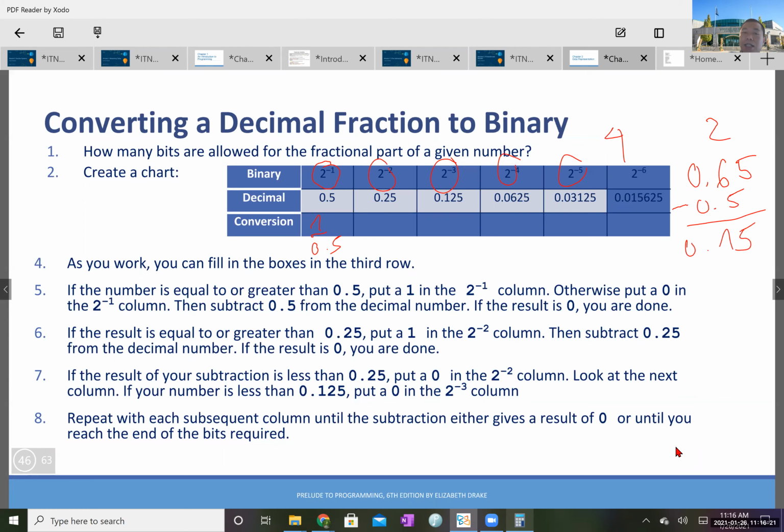So now we move to the right. 0.15 here is less than 0.25. That's why you put the number 0 here. And now you still have the 0.15. You move to the right again. 0.15 is greater than this one, so you put the number 1 here.